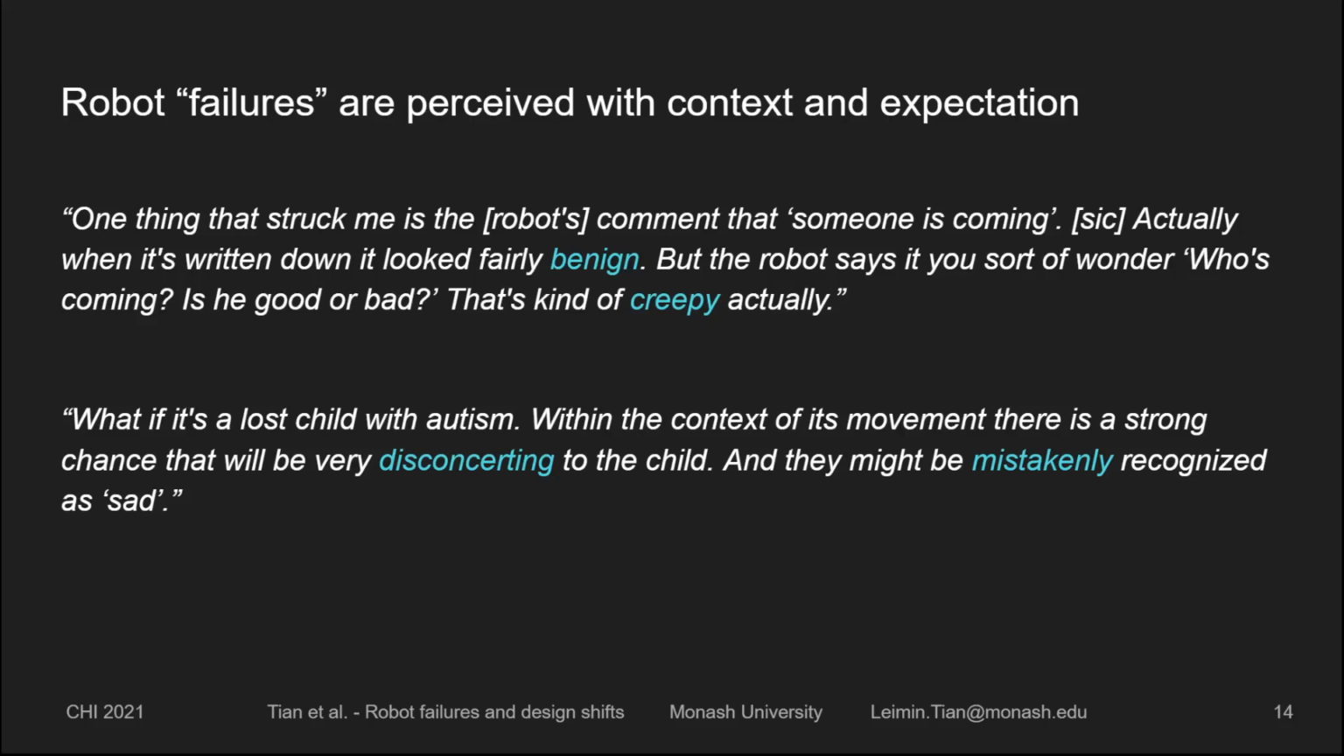Our exploratory study yields 3 major findings. Firstly, people's perception of whether a robot exhibits a failure or not depends on the context and their expectations. For example, participants discussed how a sentence the robot said was perceived as creepy once they saw the execution, and their concern of the robot's inability to interact with a child with autism.